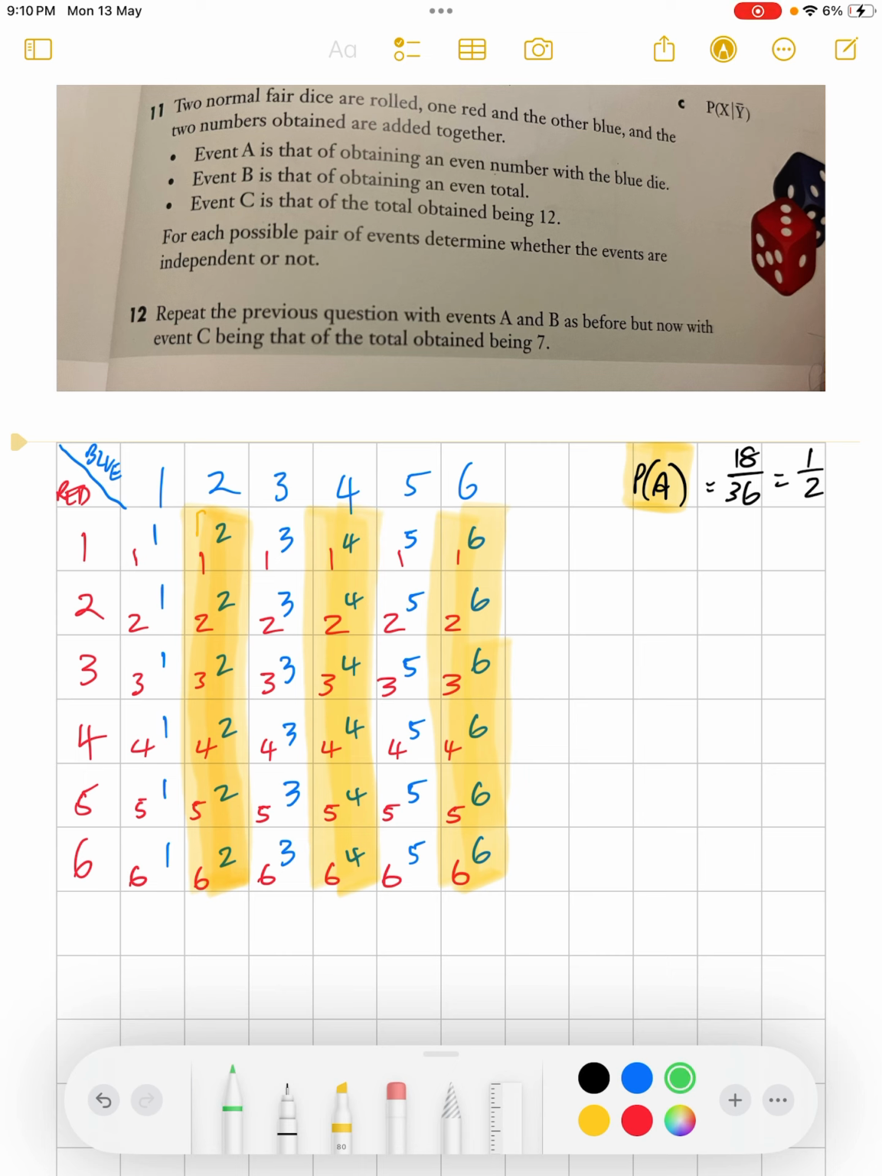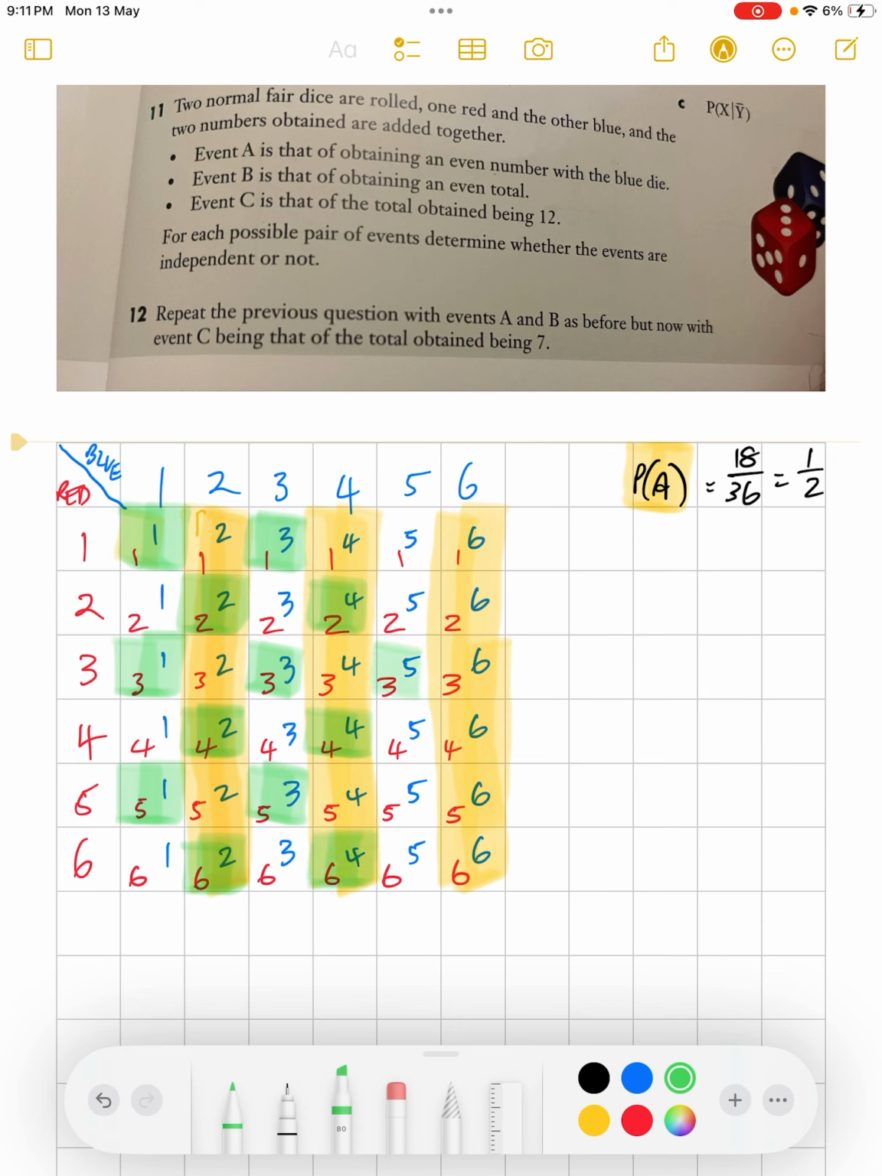And let's look at part B. We want getting an even total. So I'll use green. Even total: getting a 1 and a 1. A 3 and a 1, that makes 4. 5 and a 1, that makes 6. 2 and a 2 is a 4. 4 and a 2 is a 6. 6 and a 2 is an 8. 1 and 3 is 4. 3 and 3 is 6. 5 and 3 is 8. 2 and 4 is 6. 4 and 4 is 8. 6 and 4 is 10.